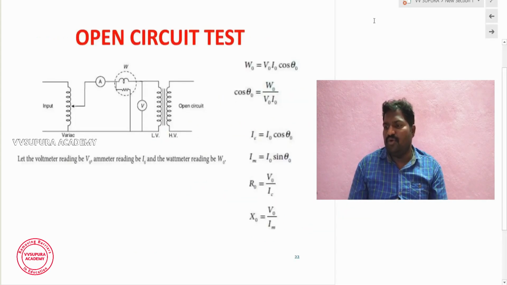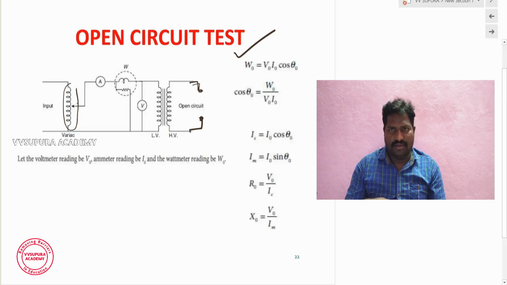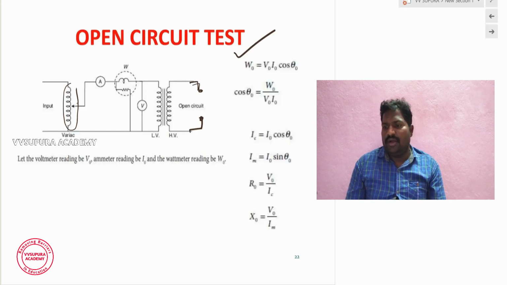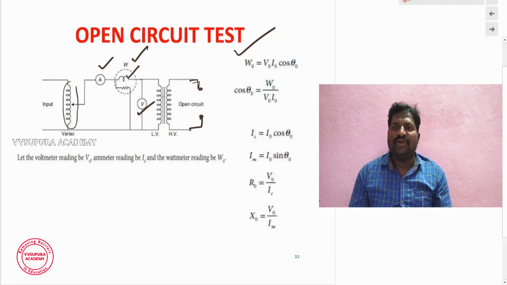The first one is the open circuit test. In the open circuit test, the secondary terminal is open circuited, that means no load condition. At the input side we slowly apply the voltage, up to the rated voltage at the primary side, and note the ammeter, wattmeter and voltmeter readings. The wattmeter gives the no load power, which is required.